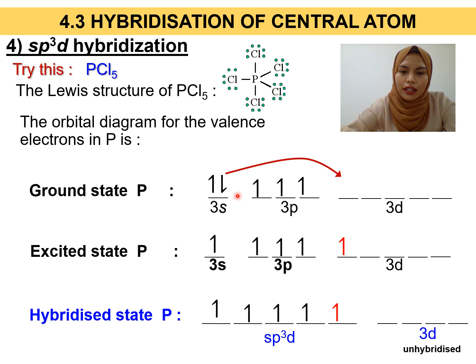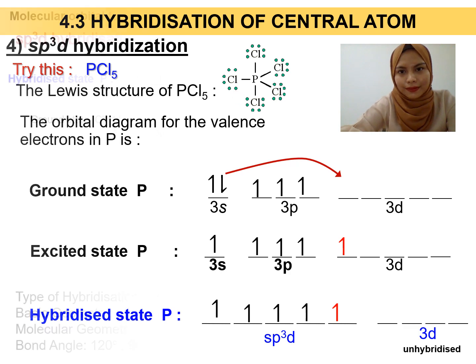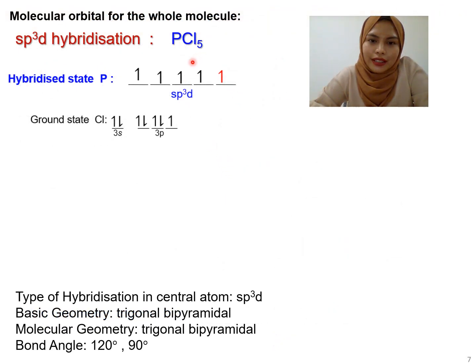That means each of the single electrons, ada 5 single electrons dekat sp3d hybrid orbital of P ni kan. Each of the single electron ni dia akan pair up dengan valence electron di chlorine atom. Okay, tapi chlorine ni dia punya valence atomic orbital dia bukanlah 1s tetapi 3p. Okay, so we have 5 Cl atoms.